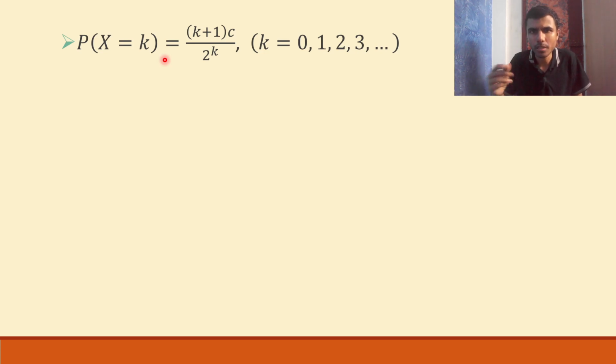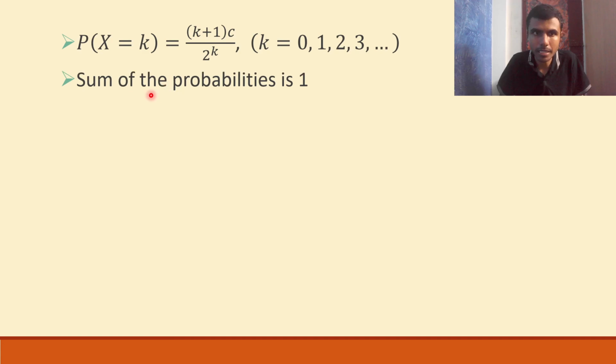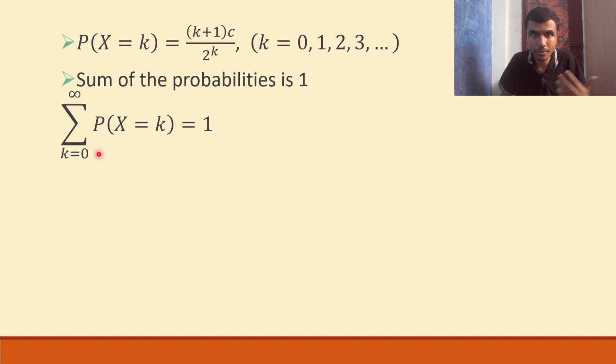What we have to find out is C. For that, the condition is the sum of the probabilities is 1. Already explained, sigma k runs from 0 to infinity, P of X equal to k is 1. That means the probability that X is 0 plus the probability that X is 1 plus the probability that X is 2 and so on is equal to 1.